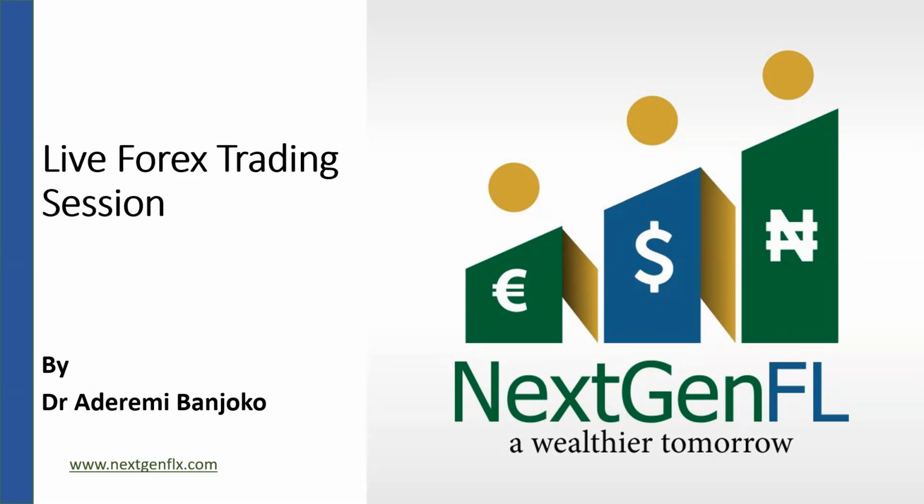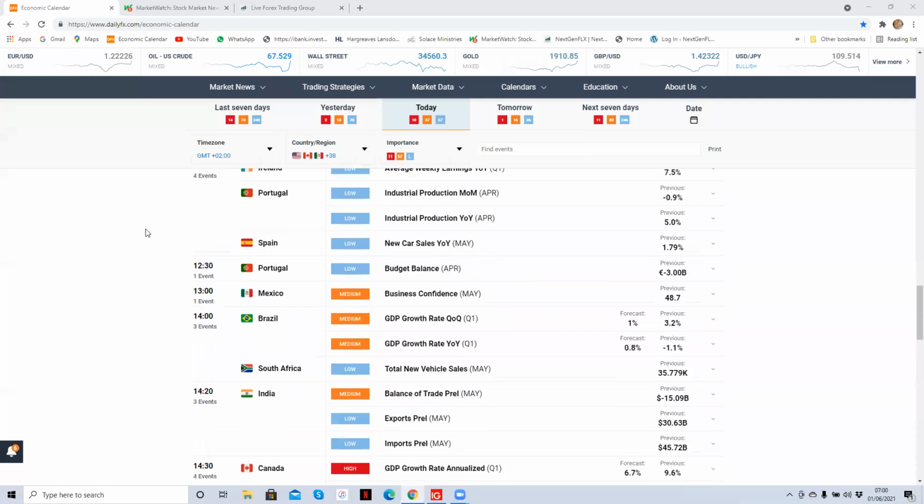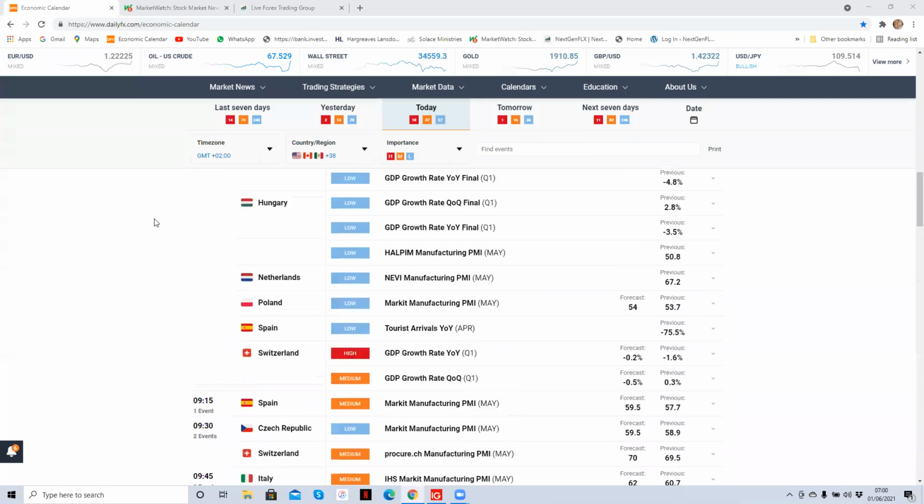So as usual, we're just going to have a look at the markets, see what the markets have in store for us. As usual, the main markets we'll be looking at are the Euro US dollar and the dollar Canadian dollar. Those are the two markets we're going to analyze. And as usual, we'll start off with the economic calendar. So let's see what's up with the economic calendar today.